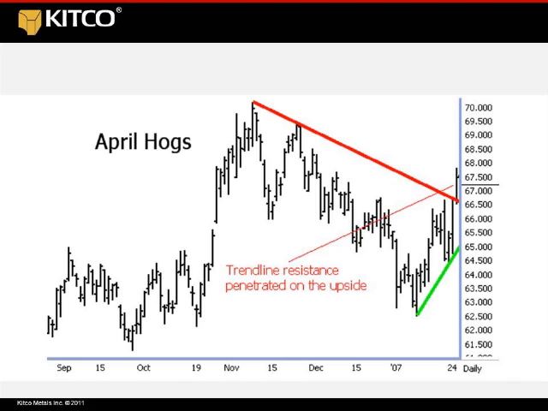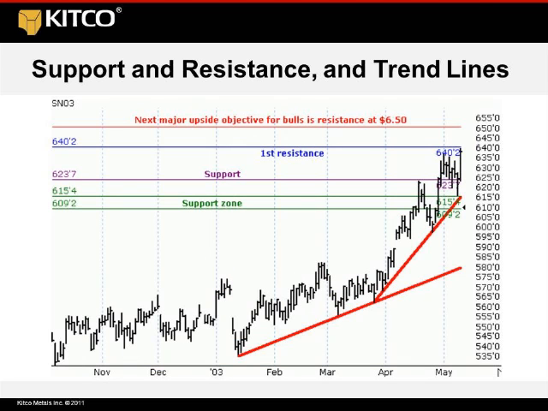Here we have some more support and resistance and trend lines drawn. Also see that prices are in an uptrend on this chart, and there's two trend lines drawn. A lot of times, the more times you draw a trend line on a chart, the more times that prices touch that trend line, the more powerful that trend line becomes.